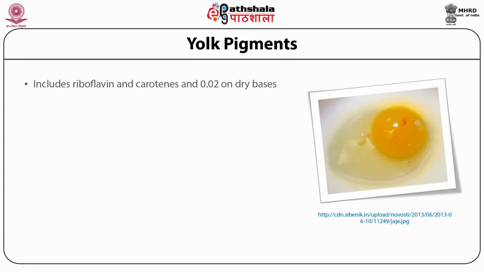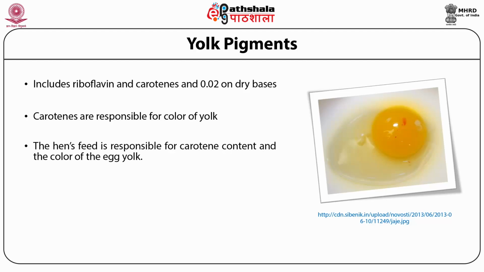Yolk pigments. Yolk pigments include riboflavin and carotenes, which is 0.02% on a dry basis. The main color component is carotene, and feed affects the color. Carotene and riboflavin, as discussed, is 0.02% based on the dry weight. It's responsible for the color of the yolk and cannot be synthesized by the hen. The hen's feed is responsible for the carotene content and the color of the egg yolk.